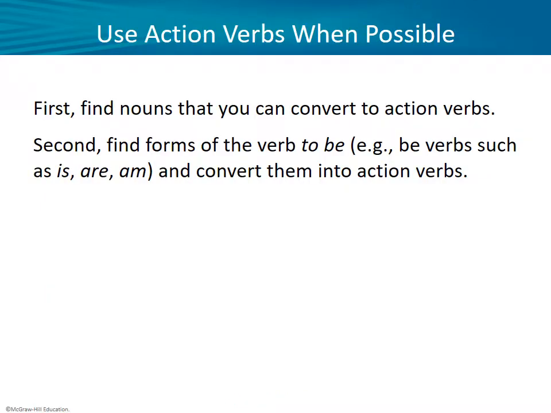Typically, then, you can focus on two types of revisions to achieve more effective action verbs. First, find nouns that you can convert to action verbs. For example, "have a meeting" becomes "meet," or "have a discussion" becomes "discuss." Second, find forms of the verb "to be" and convert them to action verbs. For example, "Sunrise is a great place to open a franchise" becomes "Sunrise provides great opportunities for franchises."